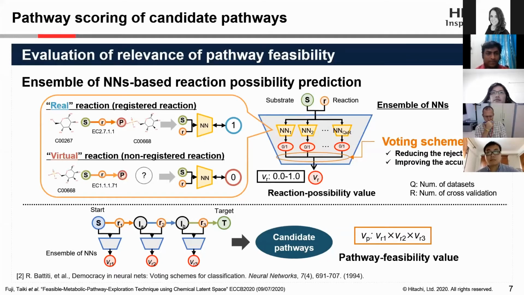In the training, the label of reactions registered in public DB is set as real, 1, otherwise virtual, 0. Virtual means that the reaction is virtually calculated on computer and not registered in a public database. Finally, the pathway feasibility value is obtained by multiplying these reaction possibility values.